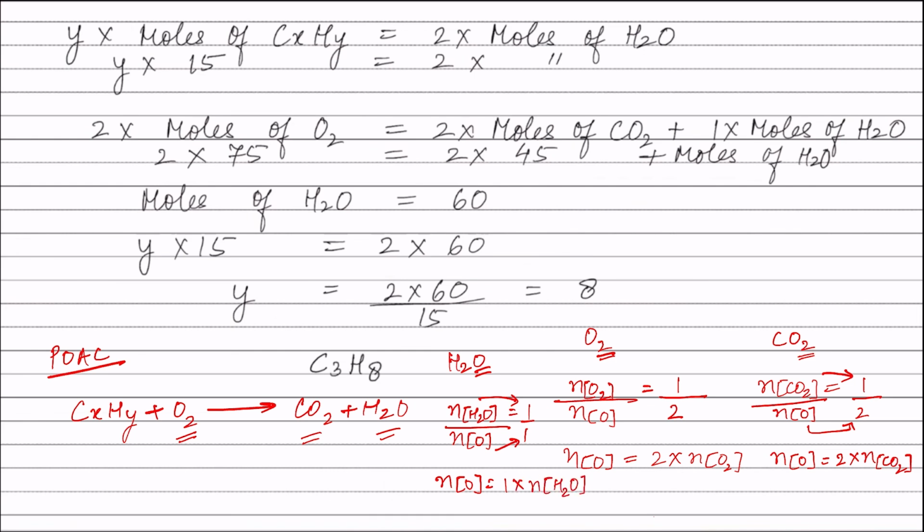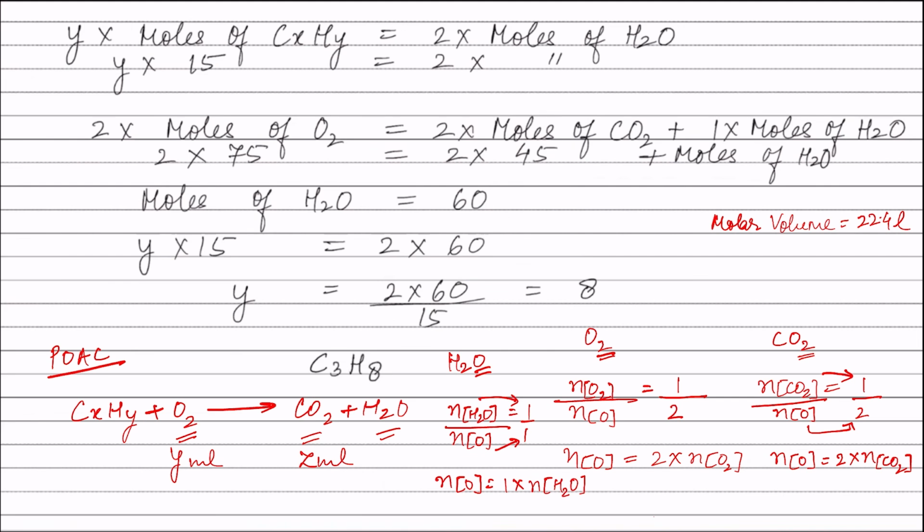Now volume. Under similar conditions of temperature and pressure, the relative volumes are identical to the relative number of moles. Means, if the volume of oxygen is Y milliliter and the volume of carbon dioxide is Z milliliter, then to convert this volume into moles, what is molar volume? Molar volume is the volume occupied by 1 mole of the substance, which is equal to 22.4 liters.